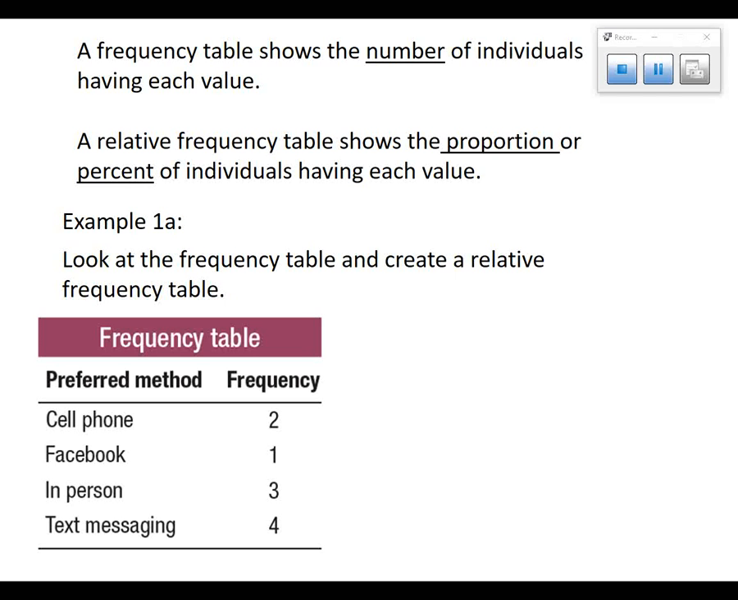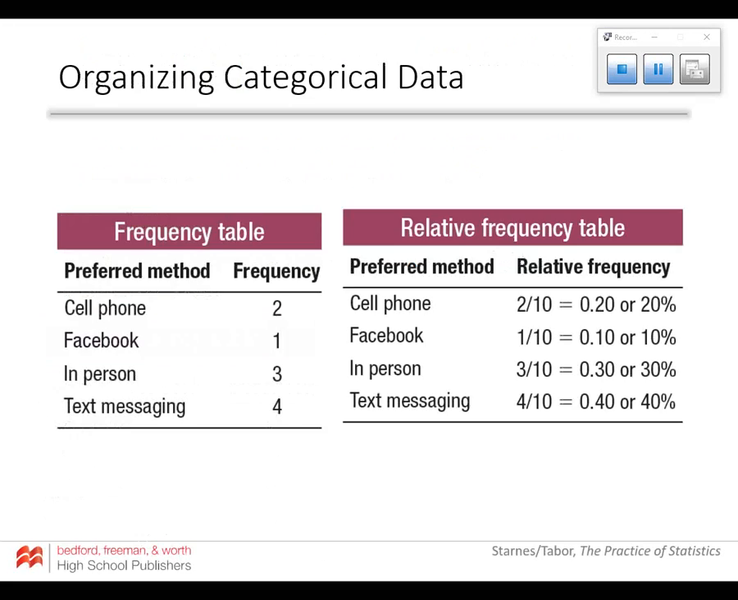And so if I'm looking at cell phone users, then 2 out of the 10 would be my relative frequency, right? And so 2 out of 10 is 20%. So if we do that with each of those groupings, 1 out of 10, 3 out of 10, 4 out of 10, then we get each one's relative frequency. Does that make sense? And you can fill that in on your chart in your notes.